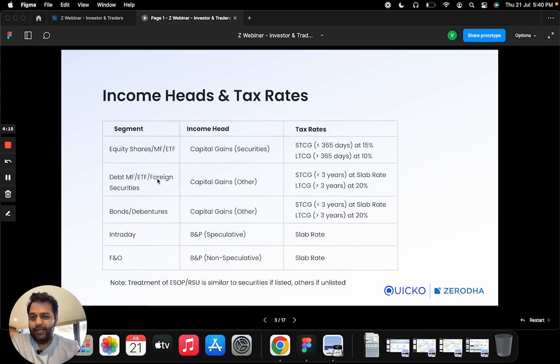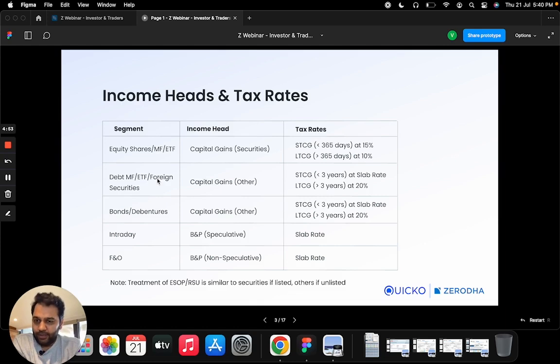Now, debt MFs, ETFs and foreign securities, right? When I talk about foreign securities, there are a lot of foreign direct investment platforms through which you can invest, and there's a craze right now to own FANG stocks. So if you are investing through one of those platforms, then that's what we mean by foreign securities. Then it's considered other capital gains, because it's highly likely that STT is not paid or it's a debt instrument, right? So in that case, if the holding period is less than 3 years, then it's considered short term and they are taxed at slab rates, just like salary income or any other income.